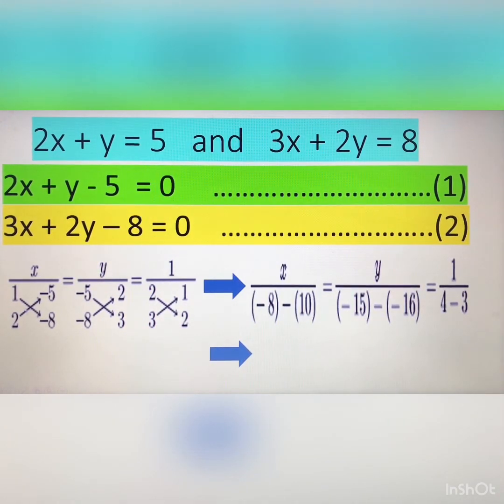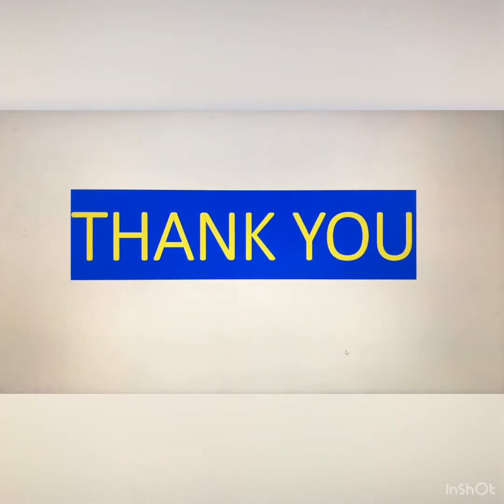Then you will multiply this, you will get x upon minus 8 minus 10, y equal to this, because 5 3s are 15, so it is minus 15, and 2 8s are 16, minus 16, and this. So you will get x equal to 2 and y equal to 1, because 1 upon 4 minus 3, so you will get 1. So this gives you, from first and last, x equal to 2 and the second and last, that is y equal to 1. So this is the solution of the given equations.